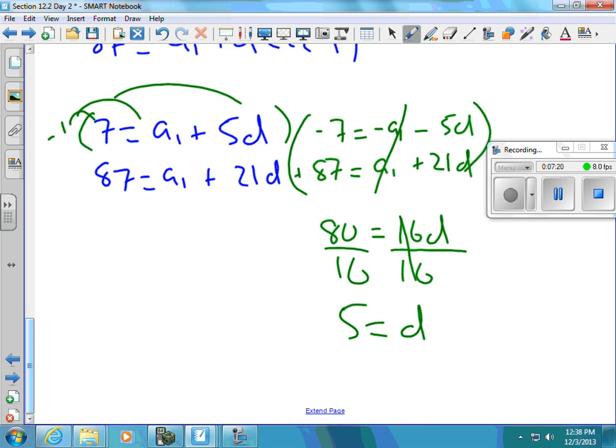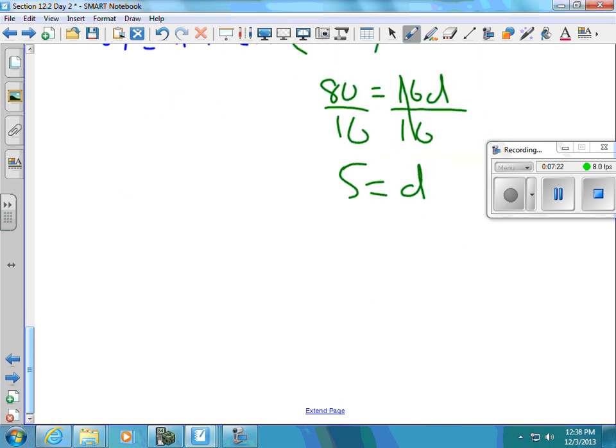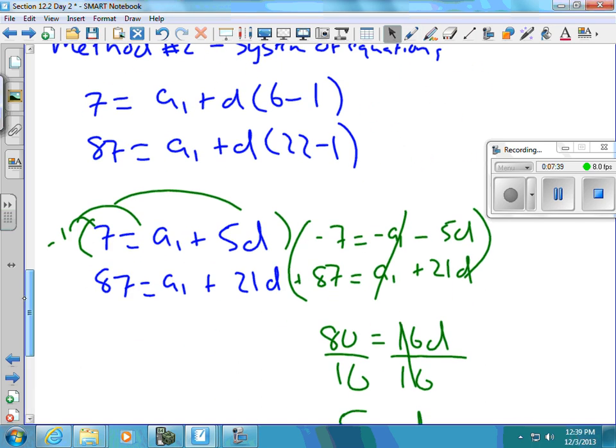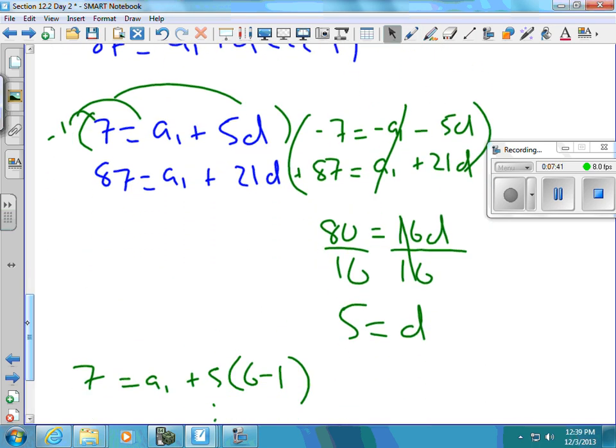So now you would take that d value and combine it with one of your values, just like we did before, 5 times 6 minus 1, and it would be the same work as we had above. I'm not going to go through the rest of it. But this is just a different way to get your d value using a system of equations, elimination. You could even use substitution if you really wanted to, solving for a sub 1 in one of your equations.